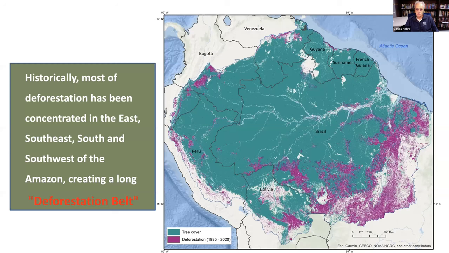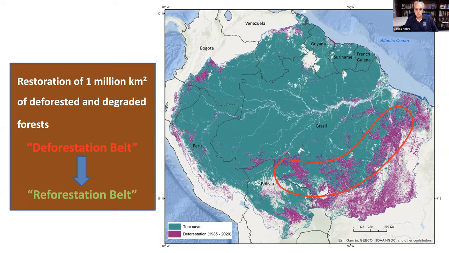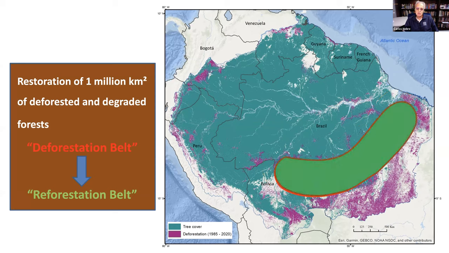I just say here what would be a very important project, a global project that would cost perhaps $30-40 billion, but very necessary. As Jeffrey mentioned, this is really nothing compared to the amount of spending that the world has in many areas, like military spending. But this area is the deforestation belt, mostly from the Atlantic all the way to close to the Andes. And basically we need a very massive forest restoration, regeneration, and reforestation in this huge area, perhaps restoration of 1 million square kilometers of deforested and degraded forest.